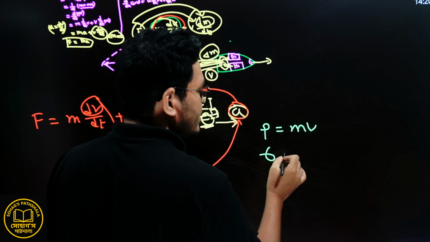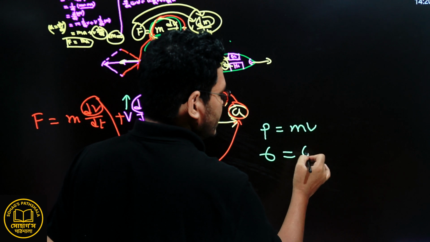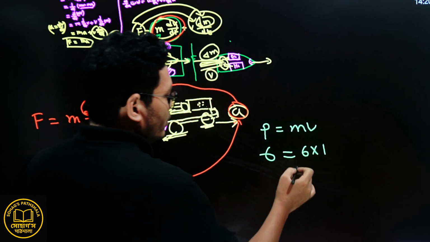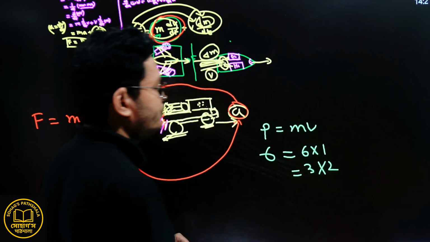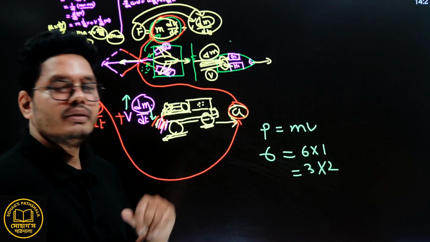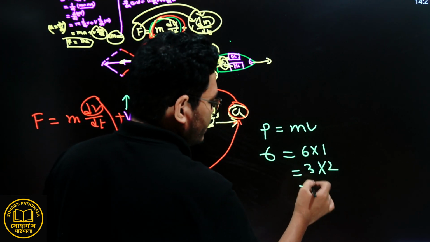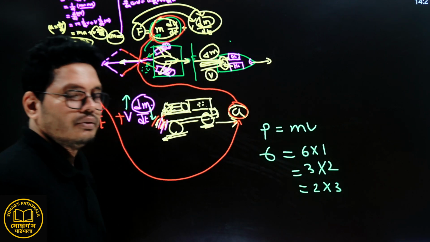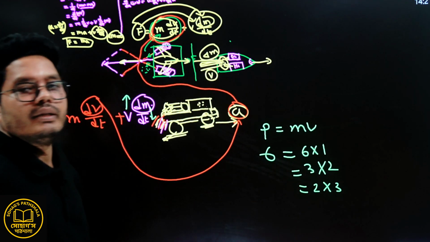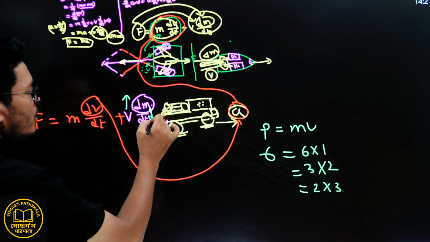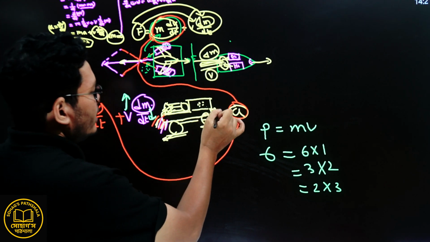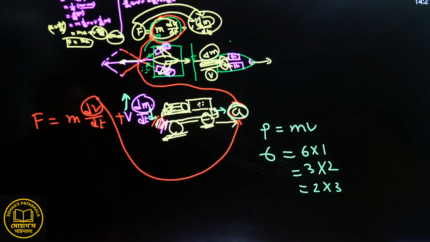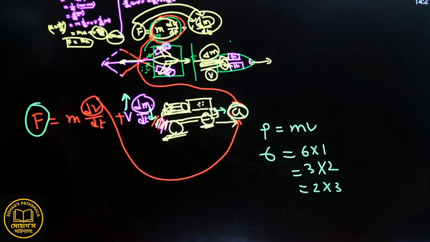For example, p is 6. If your mass is 6, then velocity has to be 1. If your mass comes down to 3, then velocity has to be 2. If mass is half, then velocity doubles. If mass is 2, the velocity triples. So that is how you have to maintain the momentum. As the mass comes down, as the water falls, the velocity will increase, right? That increased velocity will also accelerate it. So it accelerates in both ways, and that contributes to the force.